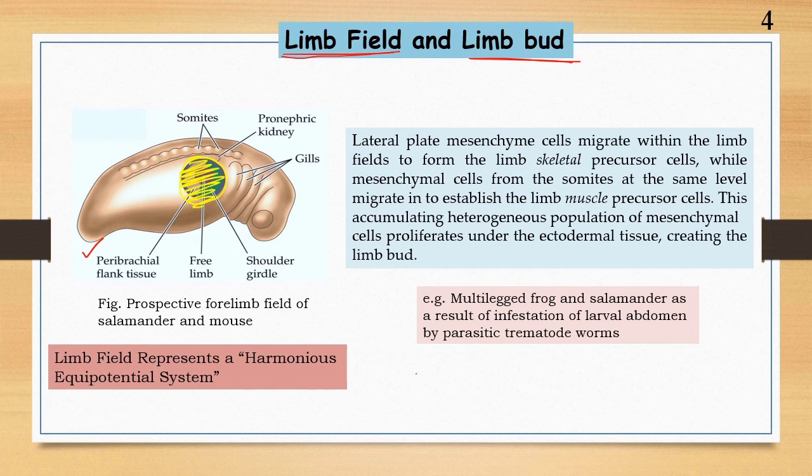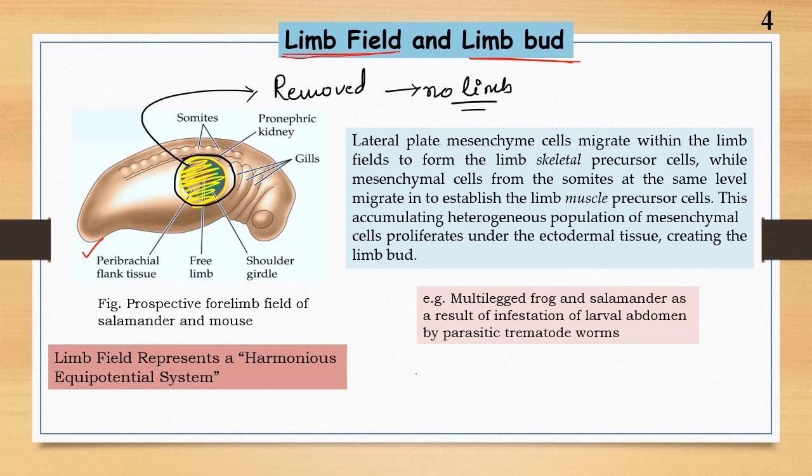Now to further prove this, in the next experiment this whole cellular region was removed. The inner circular region, central circular region and outer circular region, everything was removed to see if limb was formed in their absence. In this case no limb was formed. And this whole circular region that has the potential to form a limb is known as the limb field.